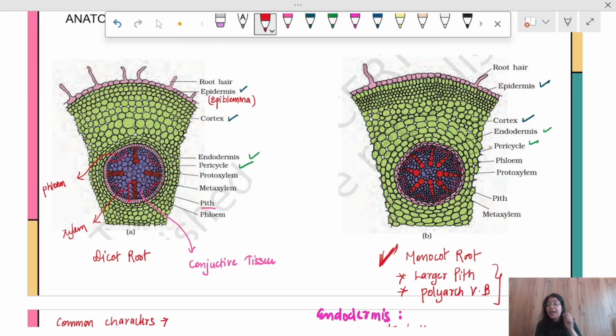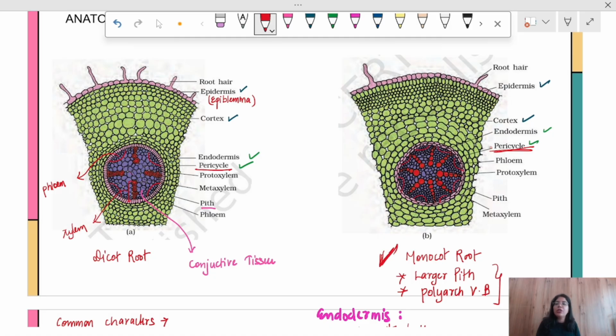But as compared to this, in the dicot root, you have a lesser number of vascular bundles and a smaller pith. But there's one more difference here. In dicot root, pericycle is responsible for two things: making vascular cambium as well as originating lateral branches. But in monocot root, only lateral root formation is observed from pericycle. There is never vascular cambium formation by pericycle in the monocot root.